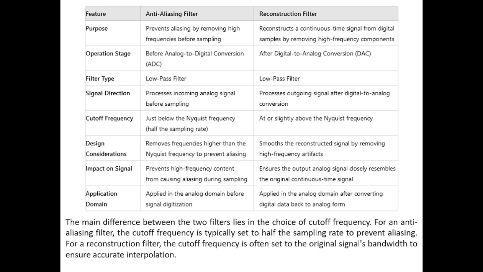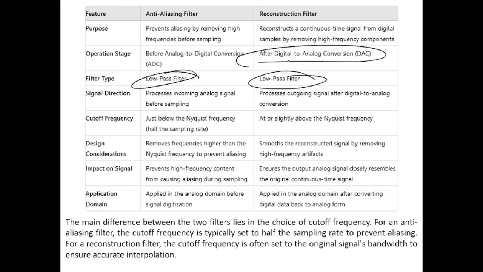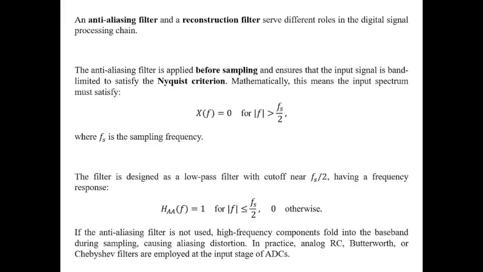So you need to keep in mind, both the anti-aliasing filter and the reconstruction filter are low pass filters. However, the anti-aliasing filter should not have any gain. On the other hand, the reconstruction filter is also a low pass filter, and it is applied after the digital to analog conversion. We will come to how it helps. Now first look into this: the anti-aliasing filter and the reconstruction filter.